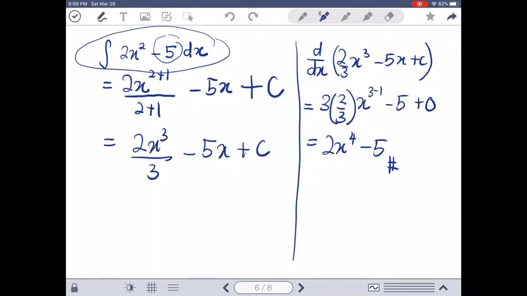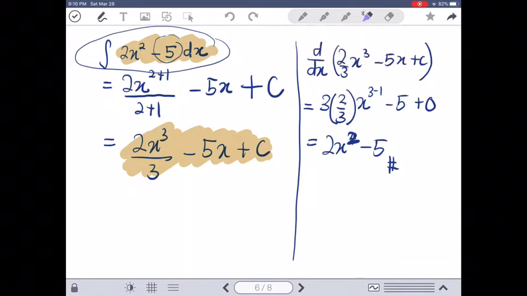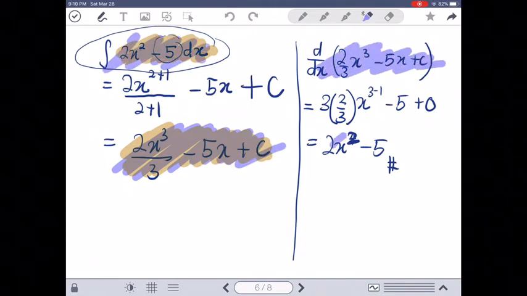Means that we integrate 2x to the power of 2 here. So it means that if we integrate this function, we will get this function. But when we differentiate this function, we should get that function.